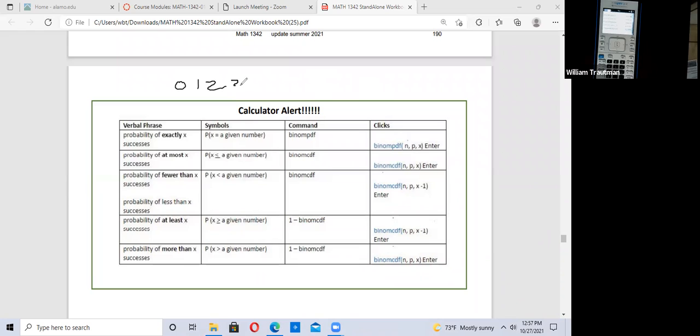0, 1, 2, 3, 4, 5, 6, 7, 8, 9, 10. Probability that x is greater than 7. If x is greater than 7, I underline greater than 7 is 8, 9, and 10. Do you see? It doesn't say equal to 7, it says greater than 7. So we're only doing these numbers. My lower bound is going to be 8, and my upper bound is going to be 10.